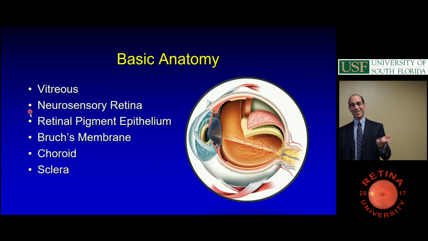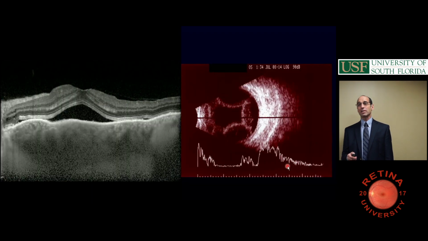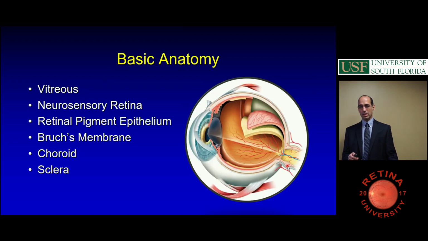So vitreous, neurosensory retina, retinal pigment epithelium, Bruch's membrane, choroid, and sclera. Yes. So you said the choroid is attached to the disc. So if you scanned over the disc there, would you see the choroid come back? Yeah, the choroid will be attached to the disc always. Everything's attached to the disc. So scleral spur, vortex veins, and optic nerve are your choroidal firm attachments.